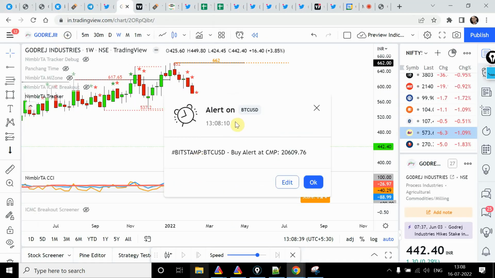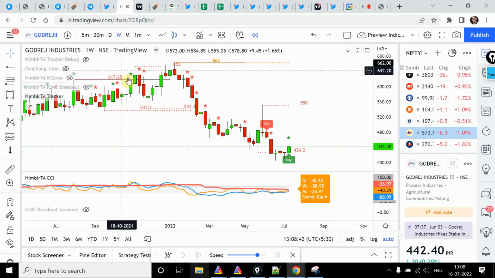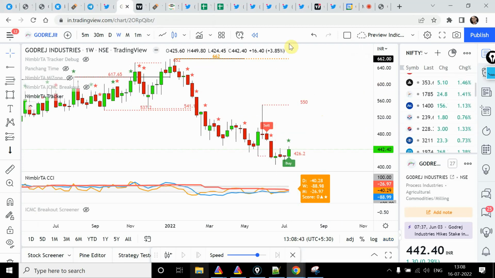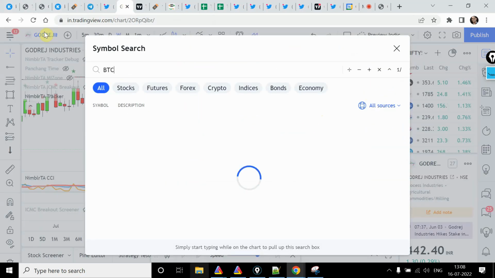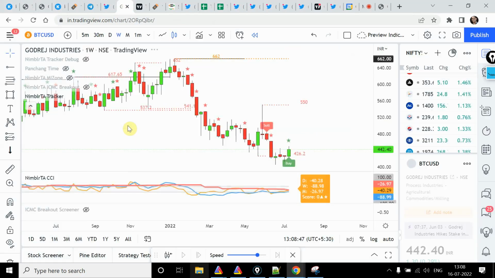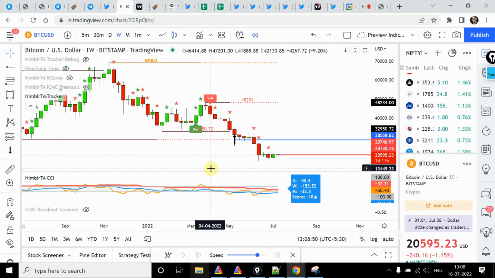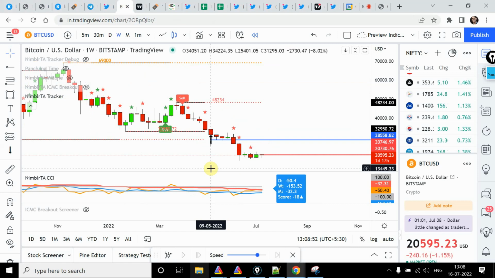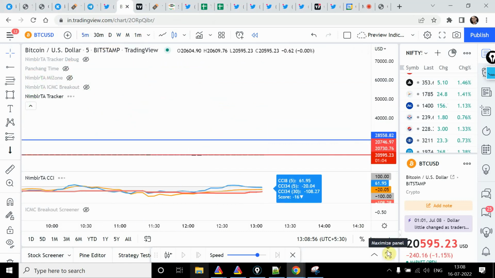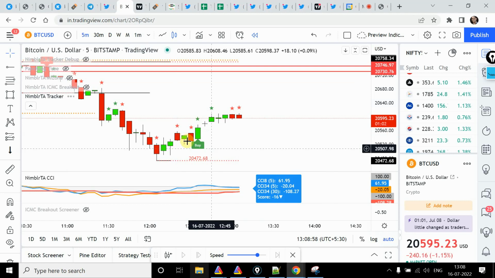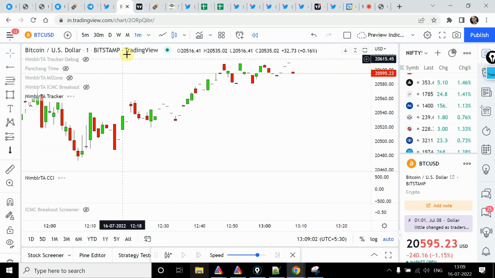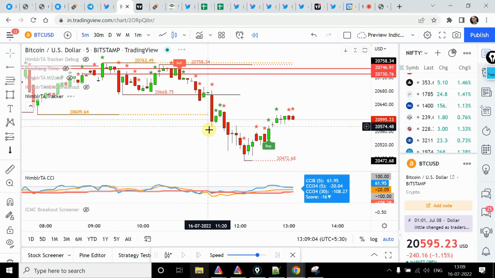See over here we got a buy alert in the meanwhile. Bitcoin, let's see. So entries will be extremely simple in that manner. This is the buy alert that you already got on a 1 minute basis. It is giving you the buy alert. So this was the buy alert which we got.